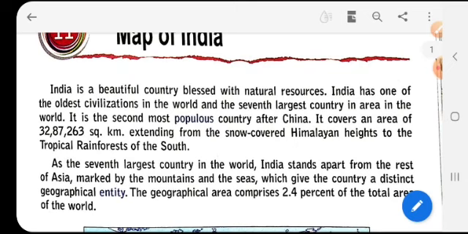It covers an area of 32,87,263 square kilometers, extending from the snow-covered Himalayan heights to the tropical rainforest of the south. So this is the total land area covered by India.